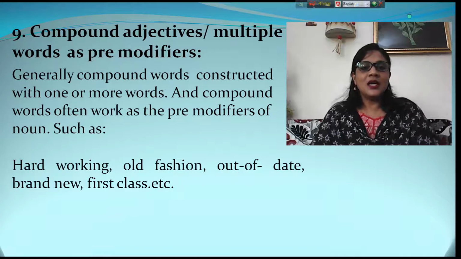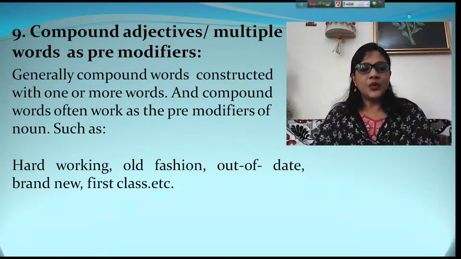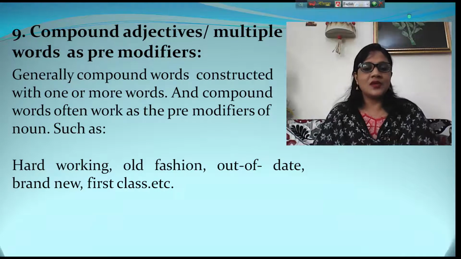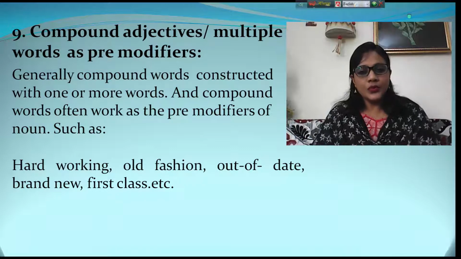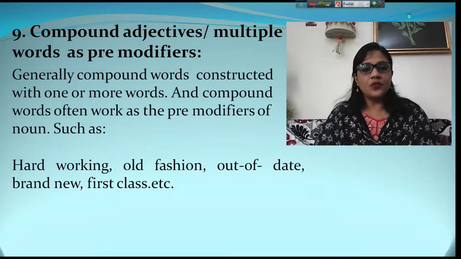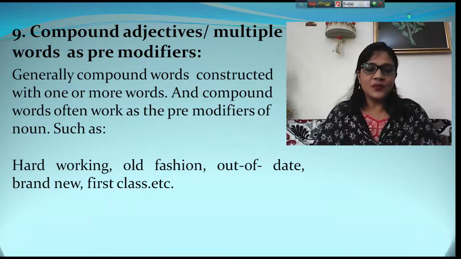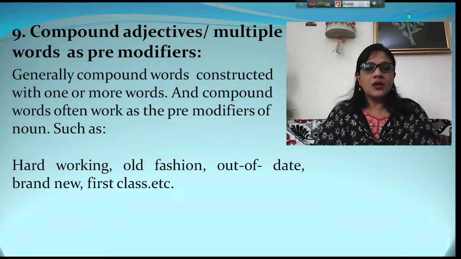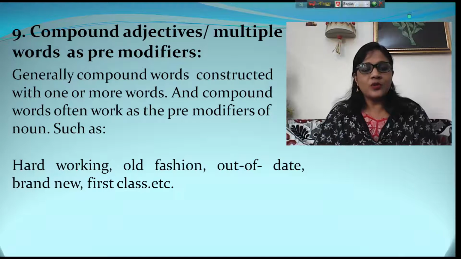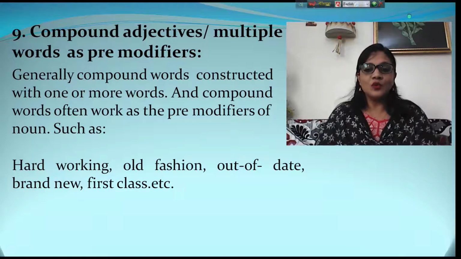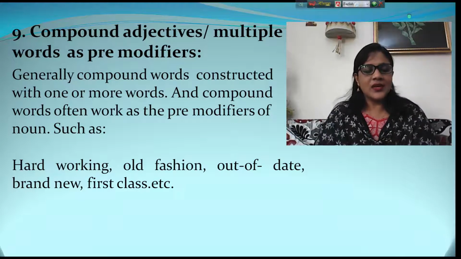Then compound adjectives, multiple words as pre-modifiers. Generally, compound words are constructed with one or more words, and compound words often work as pre-modifiers of a noun. Compound বলতেই আমরা বুঝি যেগুলো দুই বা ততোধিক ওয়ার্ড নিয়ে গঠিত হবে, এবং এই কম্পাউন্ড ওয়ার্ডগুলো অনেক সময় প্রি-মডিফায়ার হিসেবে কাজ করে থাকে নাউনের পূর্বে বসে। যেমন such as hardworking, we can say she is a hardworking person.